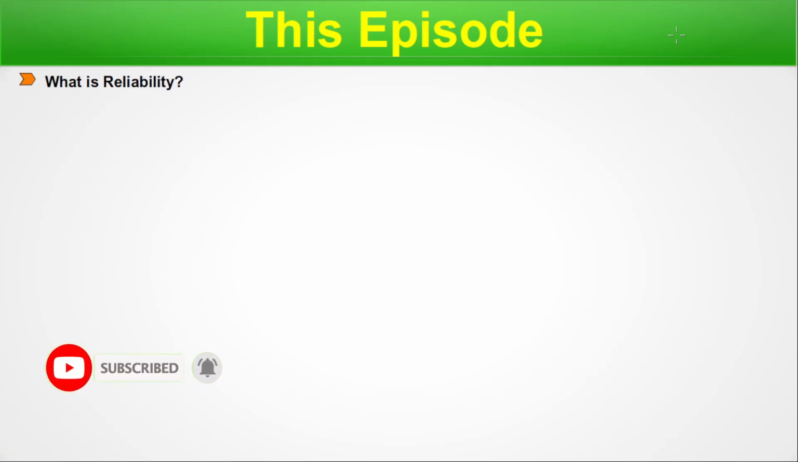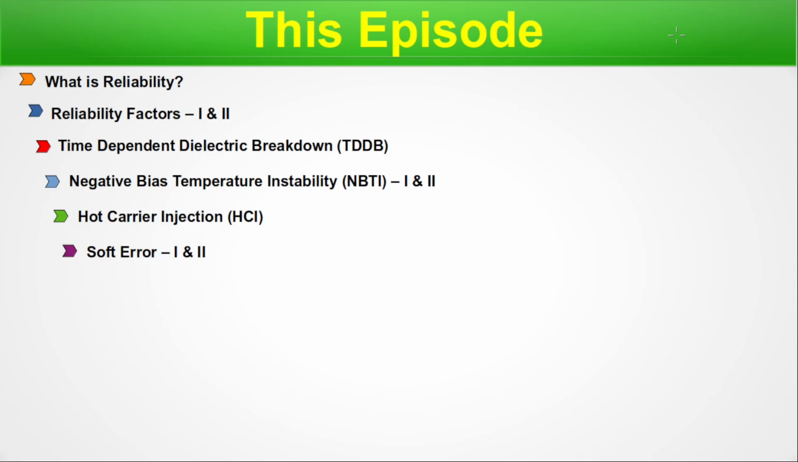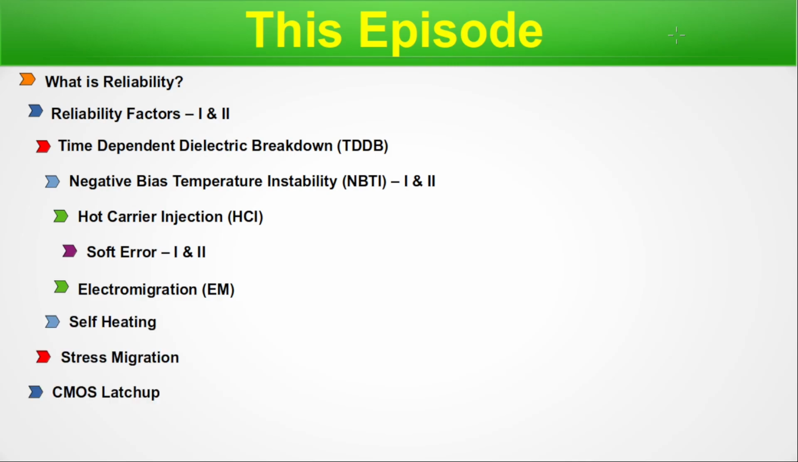Now let's take a look at the pointers we are going to discuss in today's episode. First, what is reliability? Next, reliability factors. There are 2 slides on this topic. Next, time dependent dielectric breakdown, negative bias temperature instability. On NBTI, we have 2 slides. Next, hot carrier injection, soft error. There are 2 slides on this topic. After that, electromigration. Next, self-heating. Next, stress migration. After that, CMOS Latchup.